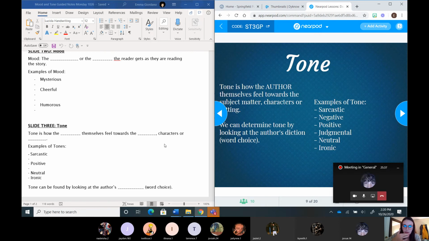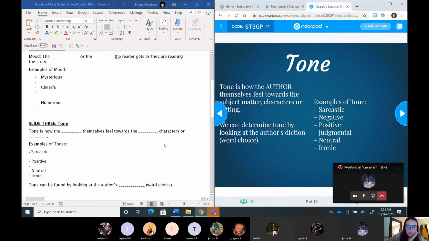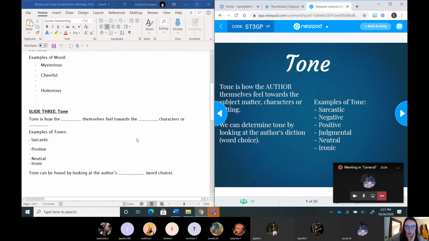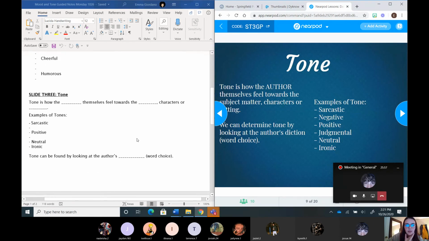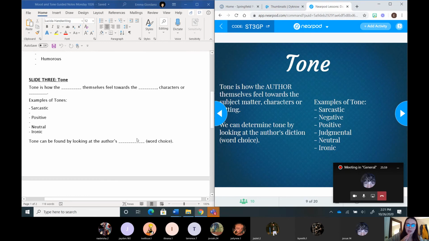So I know they all sound kind of similar in a way, but we are going to definitely practice this. And again, we'll practice tomorrow as we read a story, which I think will help put a lot of it into perspective for you guys. So make sure you get down those first blanks in that first section, the examples of tone. And then the last thing that you're going to copy down is that last little blurb of writing where it says we can determine tone by looking at the author's diction. So the very last blank for slide 3 is diction.